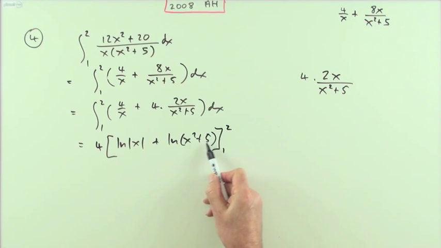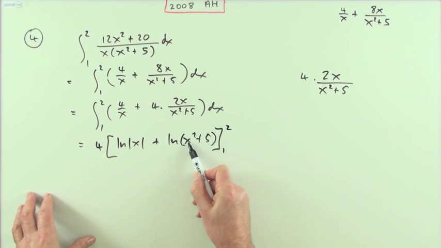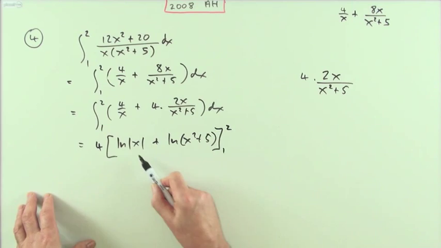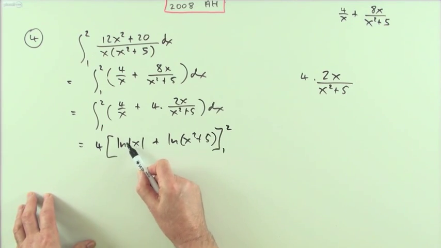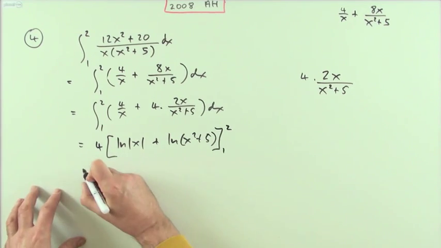Notice I just put normal brackets around that because that can never be negative. x squared plus 5 is always positive. The ln x could turn nasty on you, so let's just put the wee muzzler on it.